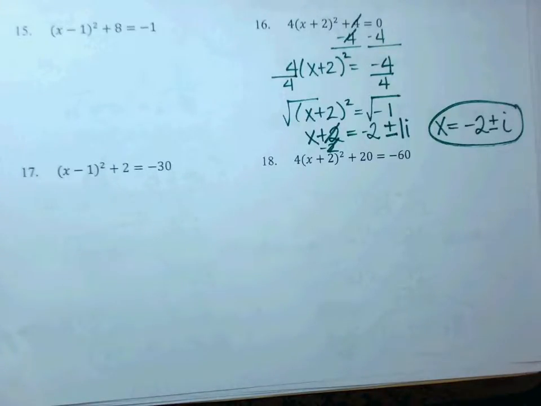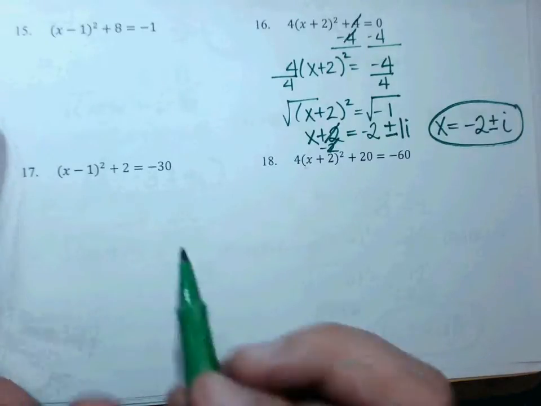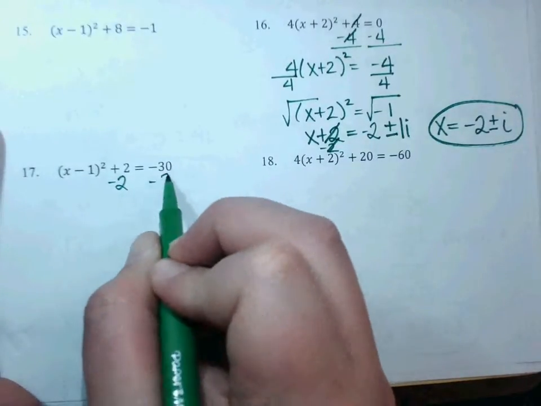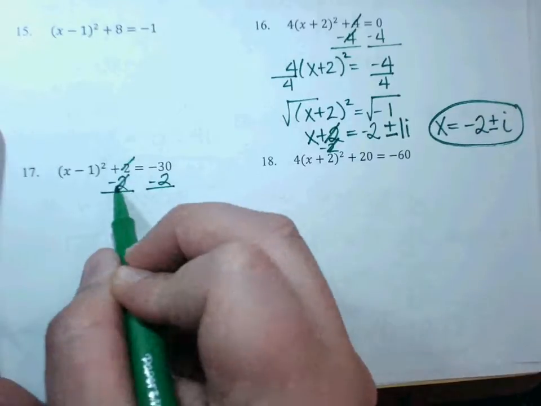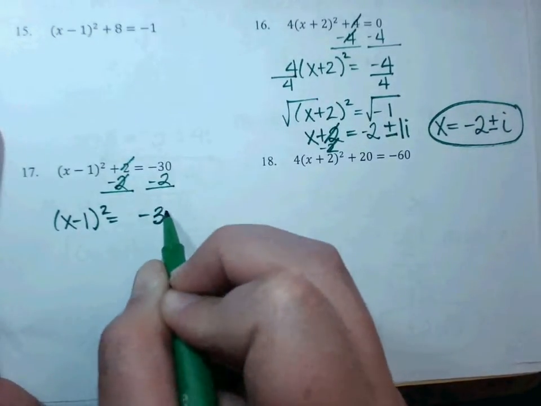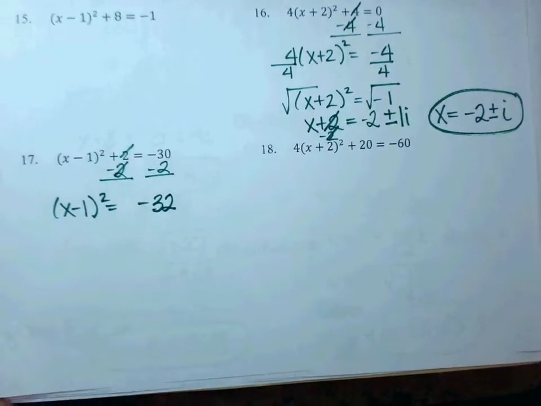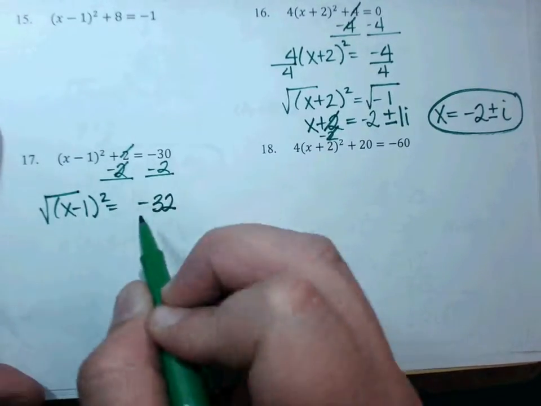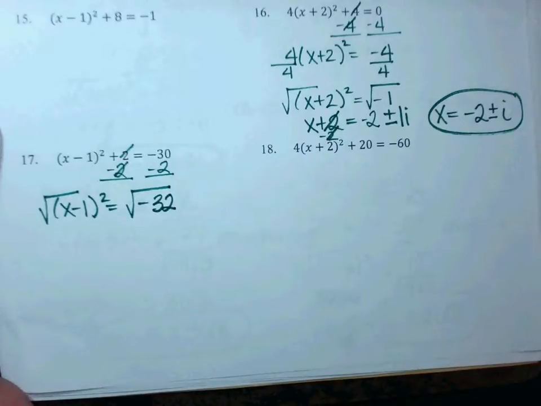Okay, what would I do first? Subtract 2. Okay, minus 2. Negative 30 minus 2 more gives me what? Negative 32. Then I go to square root both sides. Is 32 already perfect? No, it is not.